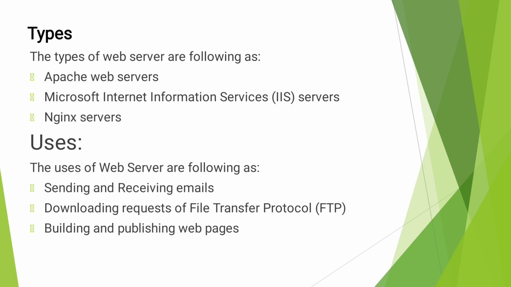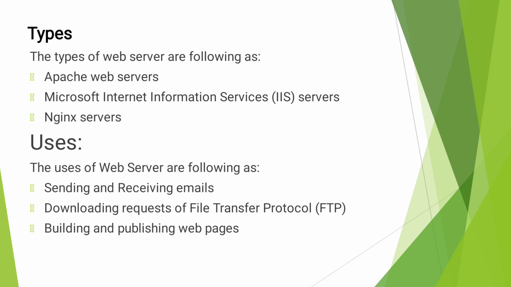So the question is, how many types of web server are there? The answer is, there are 3 types of web server. The types of web server are as follows. First one is Apache web servers. Second one is Microsoft Internet Information Services servers. And the last one is Nginx servers.